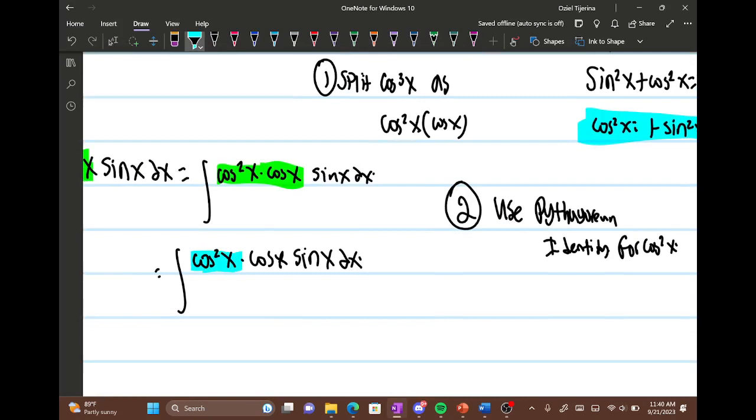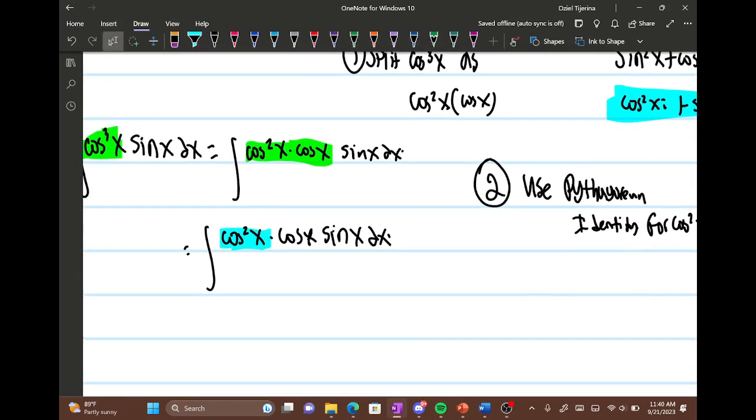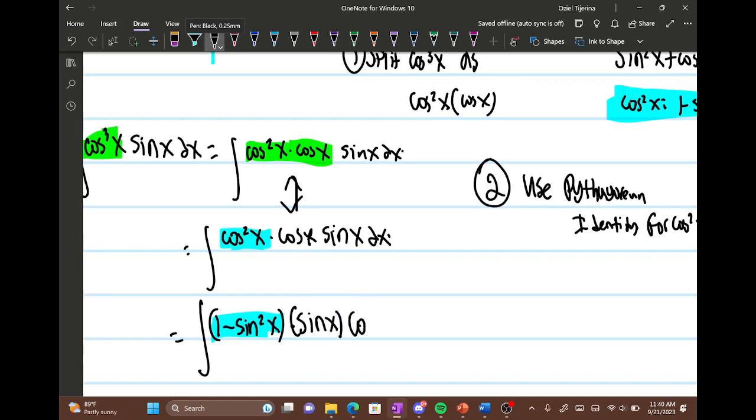I'm going to rewrite it so that cosine squared x is in terms of 1 minus sine squared x. So here we have the integral of 1 minus sine squared x times sine x times cosine x dx.